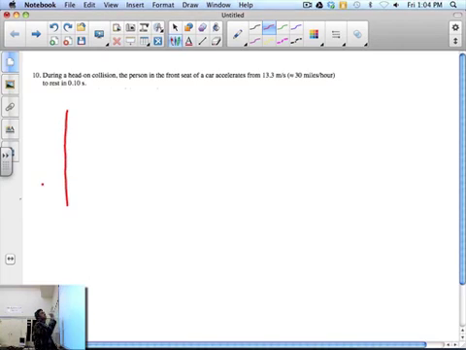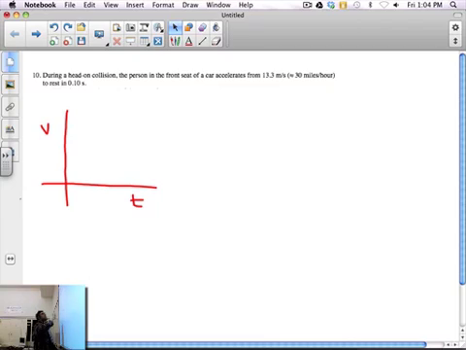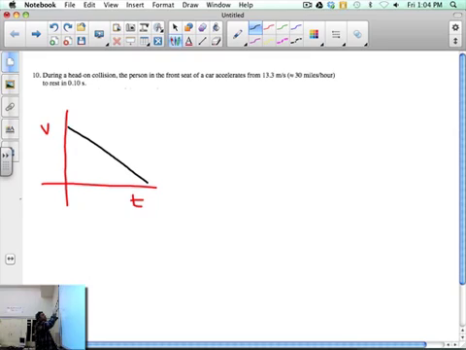So their velocity time graph is going to look like this. Okay, units are meters per second, seconds. This is 13.3. Okay, and it takes 0.1 seconds. Okay, so let's figure out what we can figure out here.